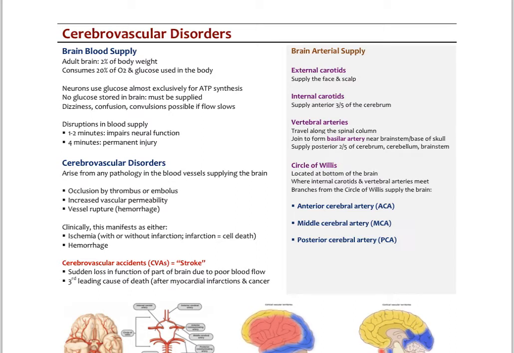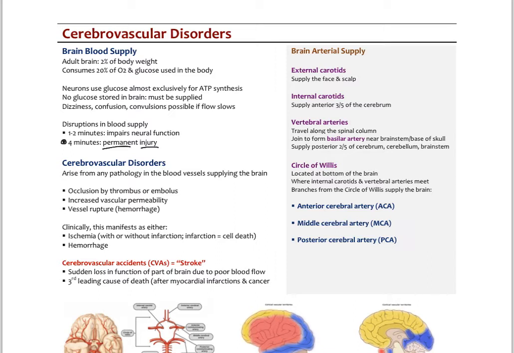In terms of oxygen and blood supply, disruptions of 1 to 2 minutes usually will impair neural function, but after 4 minutes we have permanent injury, permanent damage to neurons. And remember, neurons don't regenerate, they're usually replaced by glial cells, and you can lose function as a result of that. Cerebral vascular disorders arise from any pathology of the blood vessels supplying the brain.